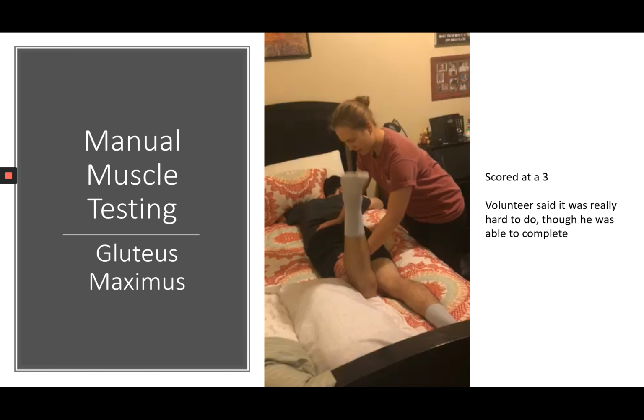And then we started to do some manual muscle testing. We first started with the glute maximus.